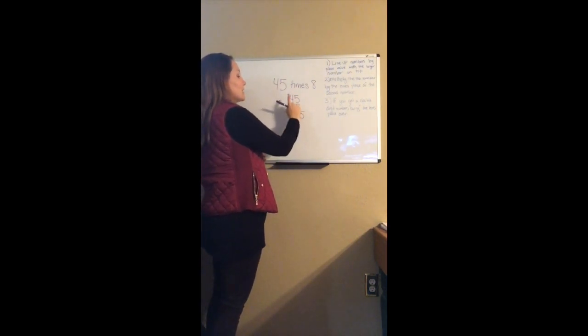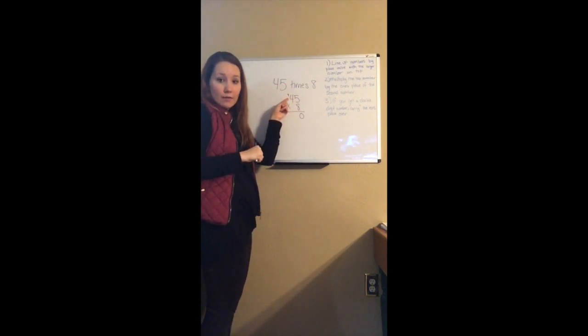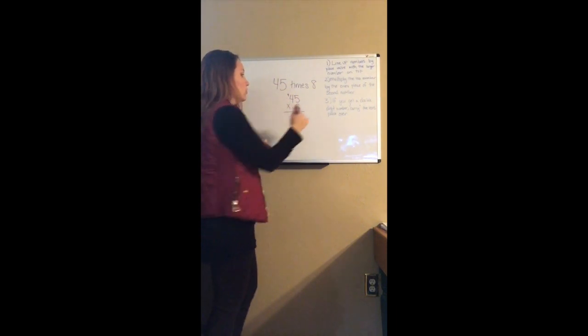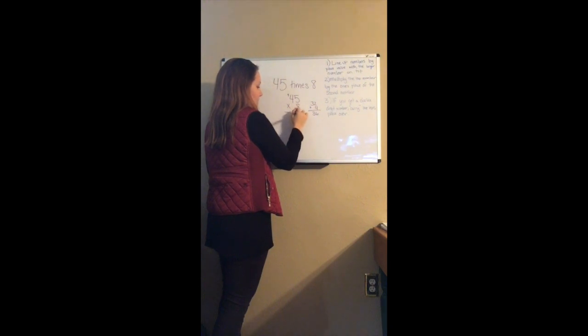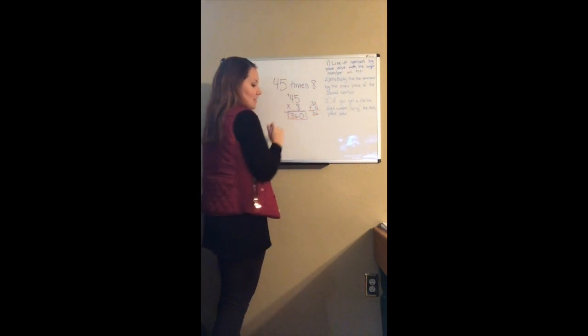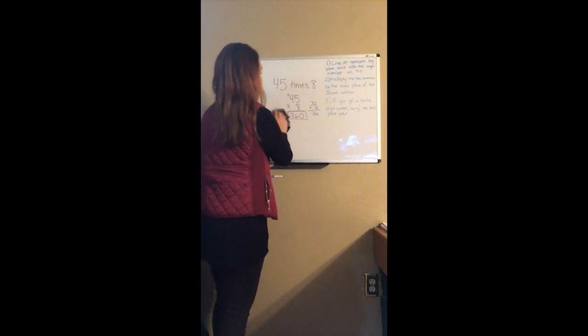So we have 8 times 4 will give us 32, and then we have to add in whatever we carried. So we have 32 plus 4 will give us 36. So 360. Let's look at one more together, and then I'll give you some to do on your own.